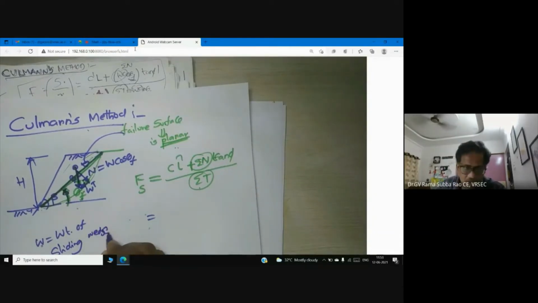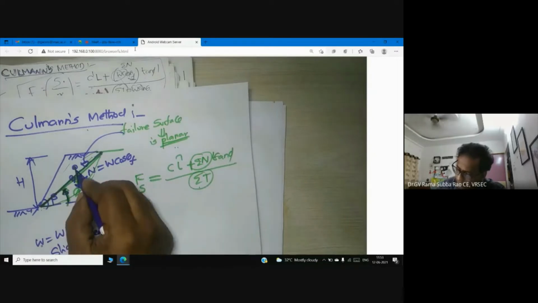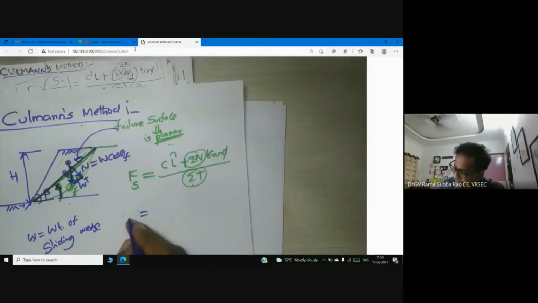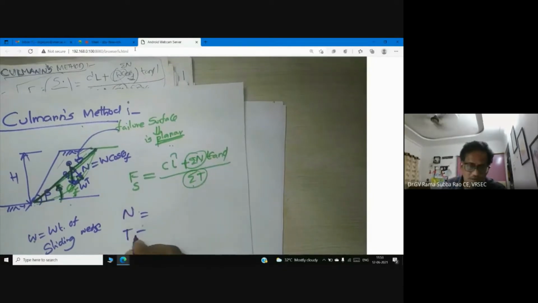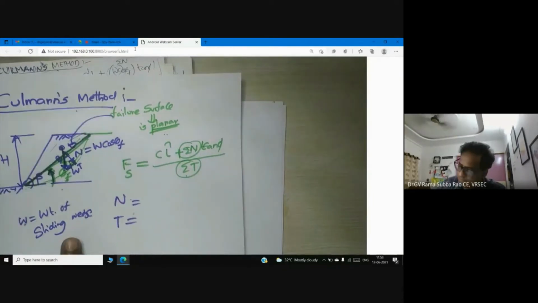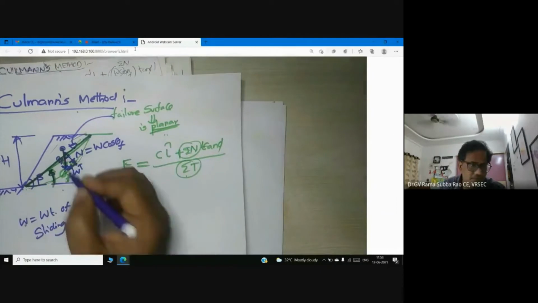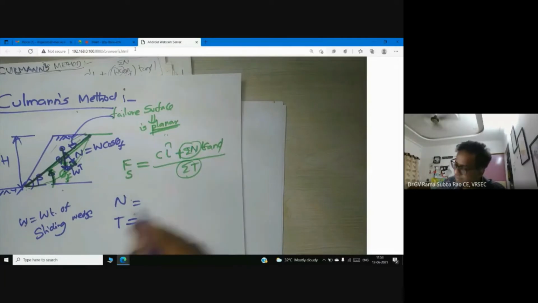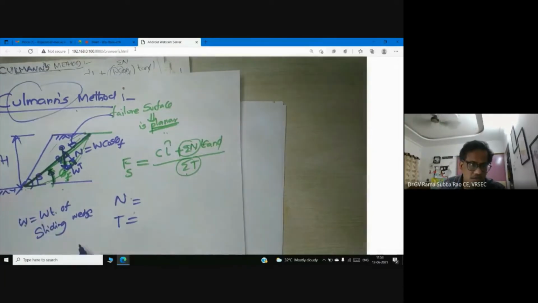Now my question is how to calculate N, how to calculate T. Can anyone tell me? Please help me now. What is N? What is T? So this is theta f. Can anyone tell me how to calculate N in the case of Culmann's method? And how to calculate T?